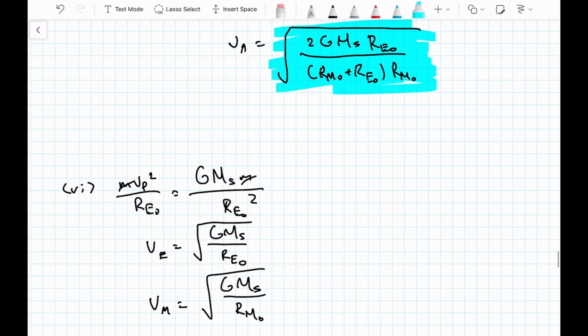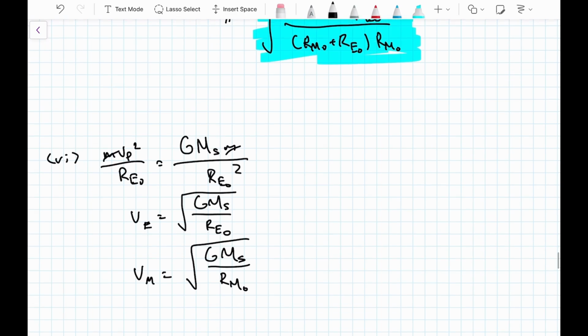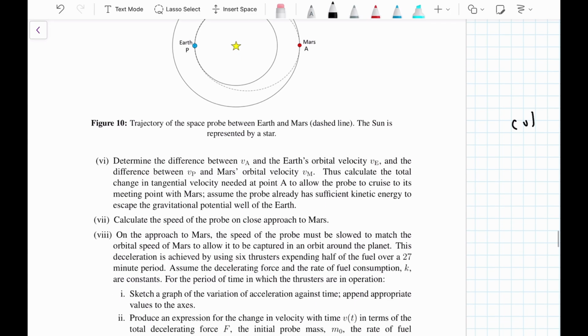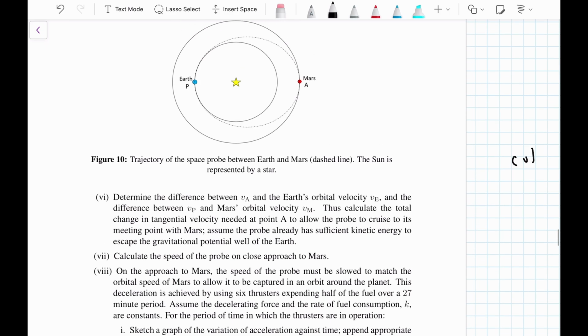And then let's move on to the sixth part. So now this will be a lot simpler. Let me see the question again. Determine the difference between, thus calculate the total change in tangential speed needed at point A to allow the probe to cruise its meeting point with Mars, assuming the probe already has sufficient kinetic energy to escape the gravitational potential well of the Earth.